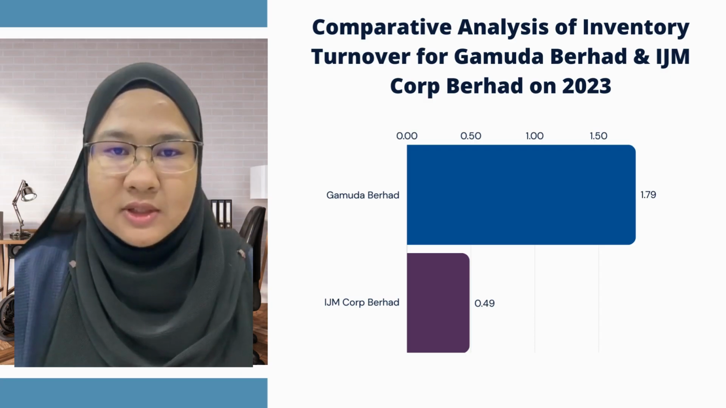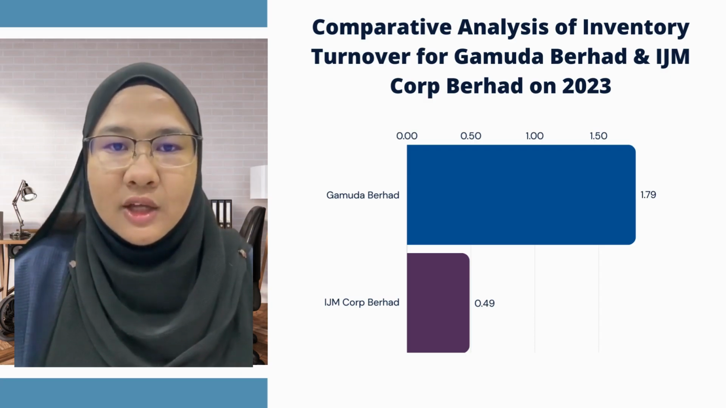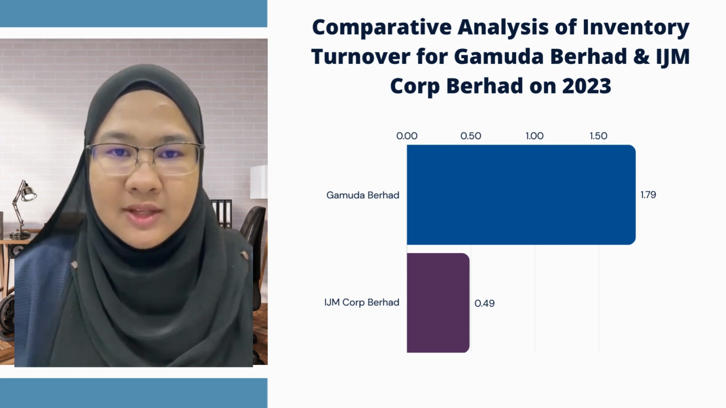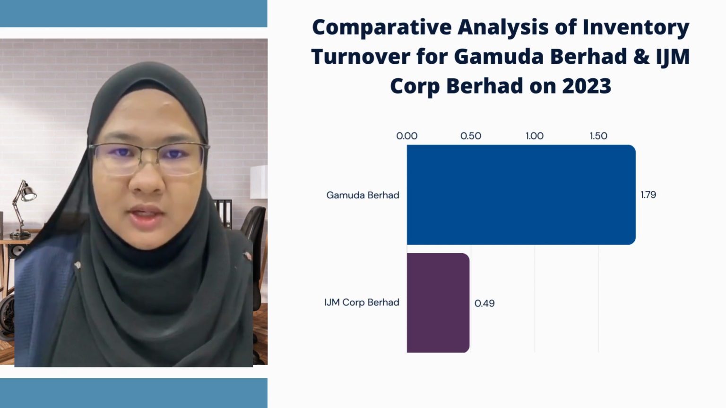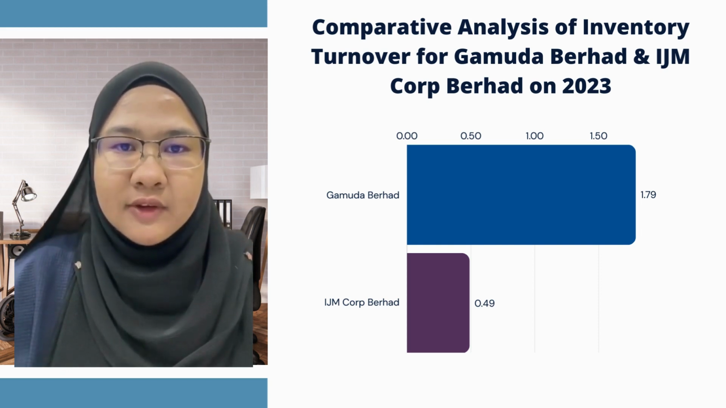In 2023, Gamuda Berhad boasts a higher inventory turnover of 1.79. In contrast, IJM Corp Berhad lags with a lower turnover of 0.49. Overall, Gamuda Berhad is more efficient in managing its inventory.